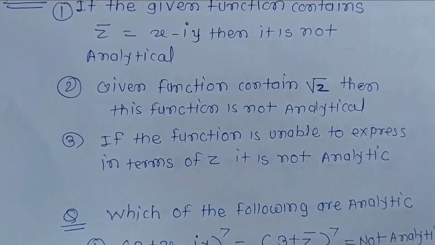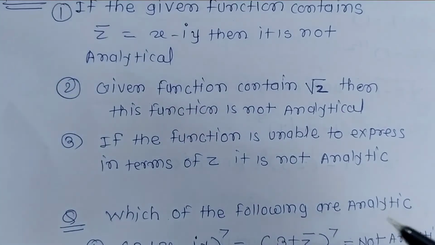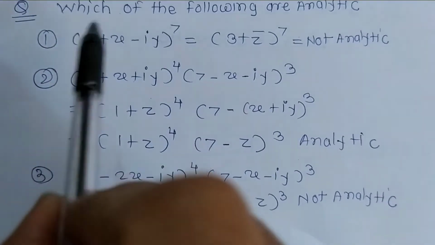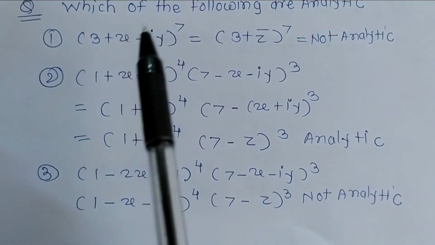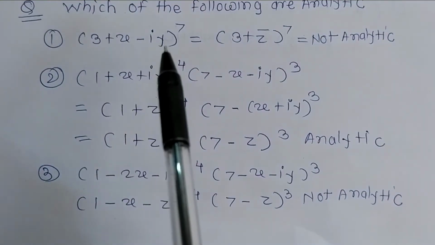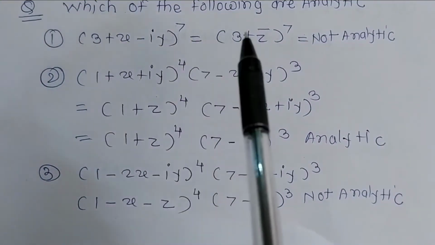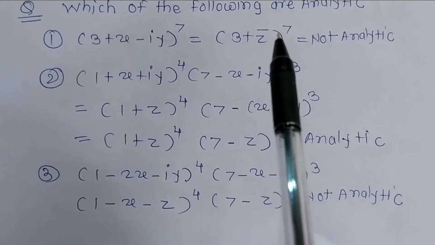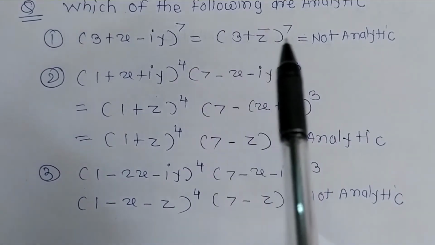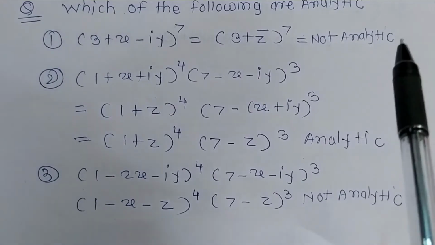So we have to check which of the following are analytic functions. Here, 3 plus (x minus iy) raised to 7. Here this one is x minus iy, so this is the z bar. So here 3 plus z bar raised to 7. Here z bar is present, that's why it is not an analytic function.